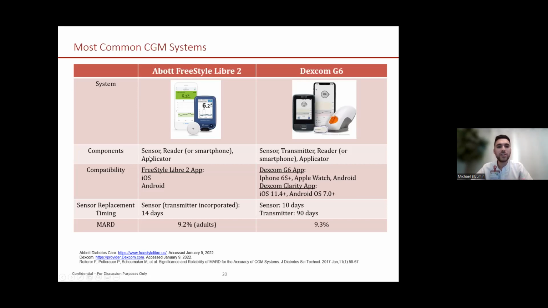The components: here you have a sensor and a reader or a smartphone, and of course the applicator. Here the main difference is that you also have a transmitter. So the transmitter and the sensor are not combined. In terms of compatibility, they're both very similar. Before there was a little bit of difference, but now both of these systems can work with iPhone or Android. With most of the recent phones, it's compatible.